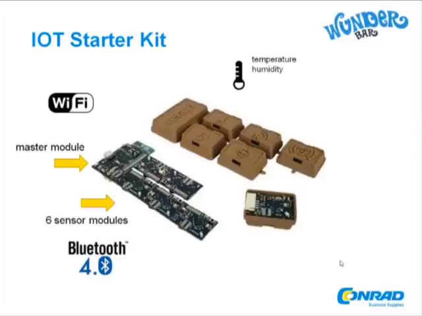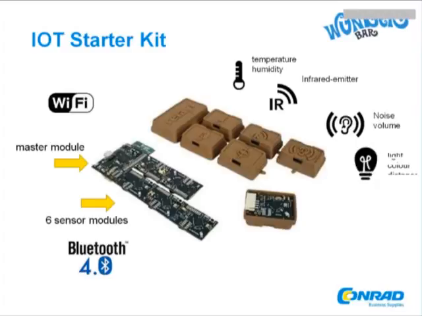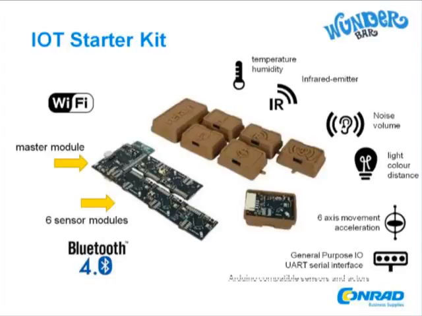The sensor modules: we have a temperature and humidity sensor. Then of course we have a very interesting one. It's not a sensor, actually it's an emitter, sending IR code to devices to control them. Then we have a noise and volume sensor. Then we have a light, color, and distance sensor. And then we have something very special, a 6-axis movement and acceleration sensor called gyroscope.